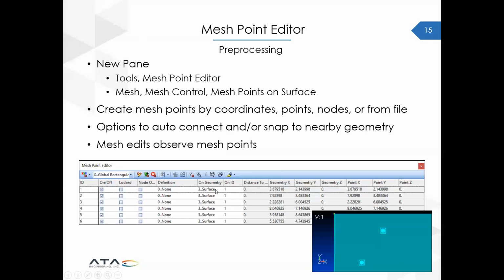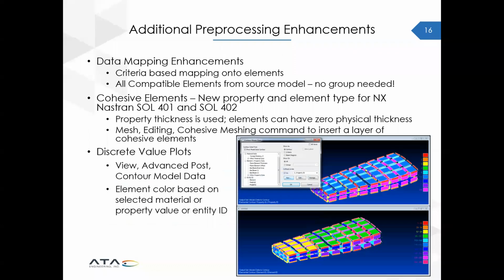We could have it associated to a surface or to a curve or to a point. It will tell us the distance to that geometry. So in this case, all these points are on the surface, so the distance is 0. And then it gives us the point of the mesh point as well as the point on the geometry. Again, for the example in this image, it's all on the geometry. So the geometry point and the point are going to be the same. One last note here is that mesh edits observe mesh points. So I'll show what I mean by this in a second. But basically, if you're interactively remeshing, the mesh points are permanent as long as you don't delete them. So if you remesh, the mesh points will still be there. You don't have to reapply them every single time.